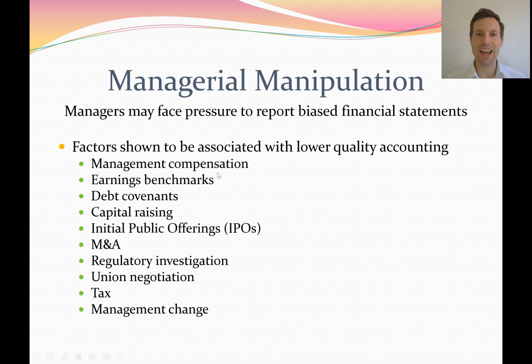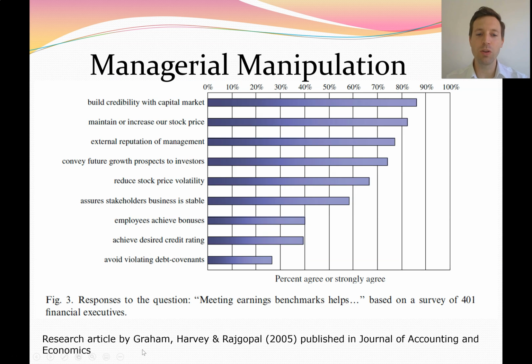So let's have a look at some of these categories and how it may lead to managers changing their accounting policies. In a research article by Graham, Harvey and Rajgopal in 2005, they surveyed managers about their approach to accounting statements and if they're likely to bias the accounting information or engage in earnings management. So they were asking why managers would actually engage in earnings management, and the number one reason is to build credibility with capital markets, maintain or increase stock prices, make sure they maintain their reputation.